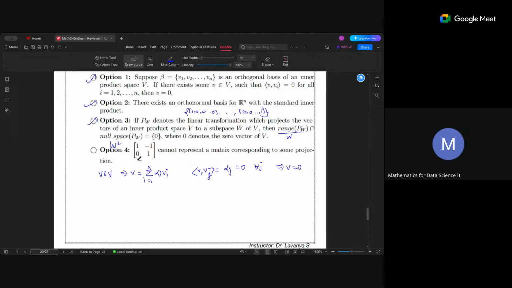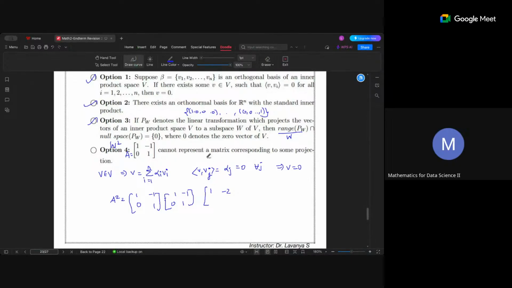This matrix cannot represent a projection. Why? What is A square? It has to be A. Is it equal to A? So check this, 1 minus 1 with this you get 1. 1 minus 1 with this you get minus 1, minus 1, minus 2. So you see this is not equal to A, right?